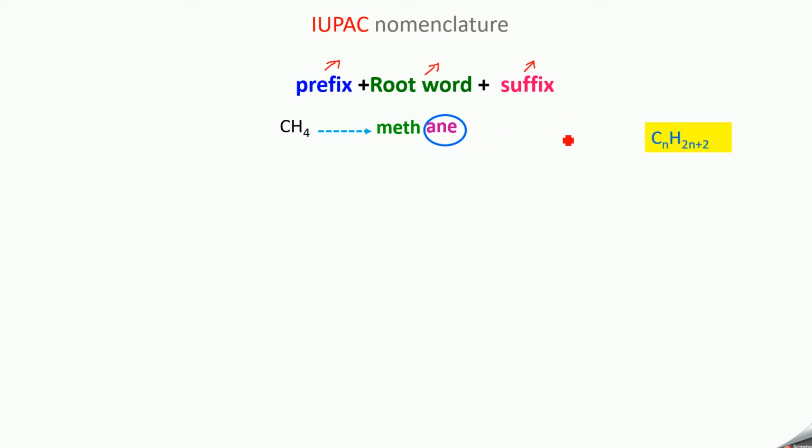If you have aldehydes or ketones or alcohol, then E should be removed and substituted with the secondary suffix. Since we have only hydrocarbon, that is the alkane series, we have only ANE as the suffix, which is written after the root word. So for this CH4, we are getting the name as methane.